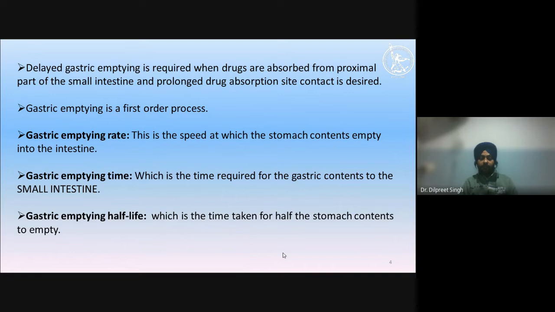Gastric emptying is basically a first order process. It is independent of the rate and independent of the concentration. Gastric emptying is the speed at which the stomach content empties into the intestine. Basically, it is the time required for the gastric content to reach the small intestine, the transfer time of the contents of the gastrointestinal tract, which is called the gastric emptying time.